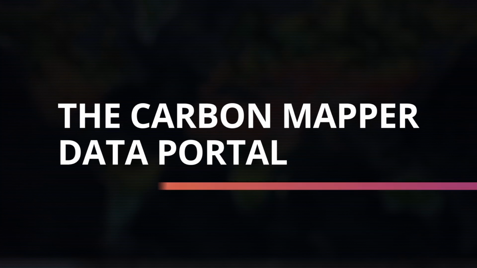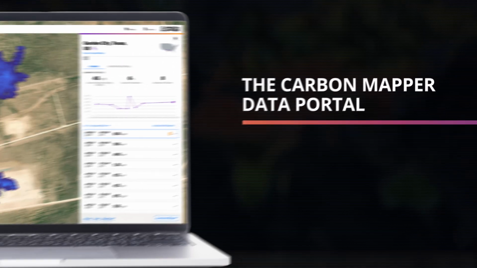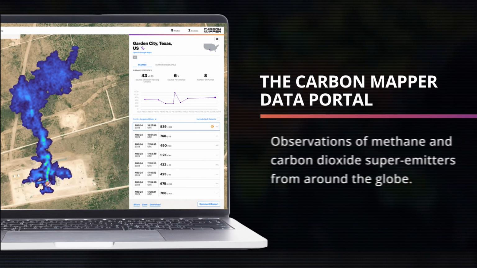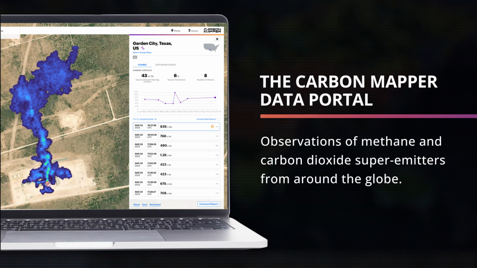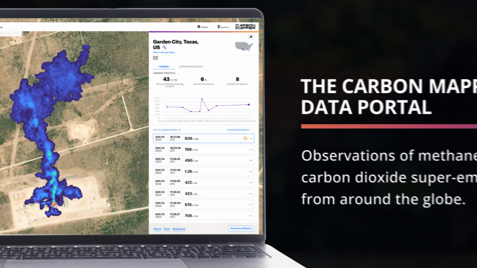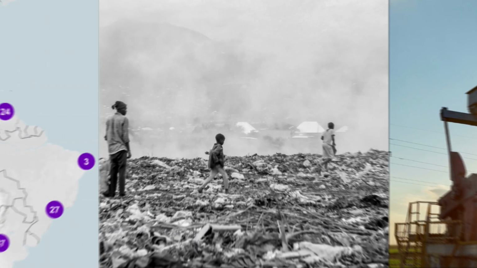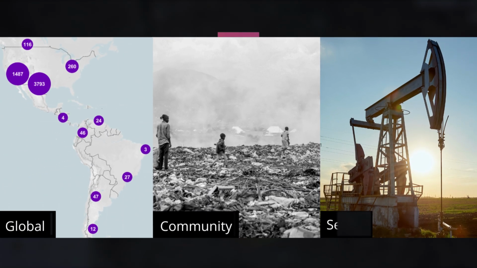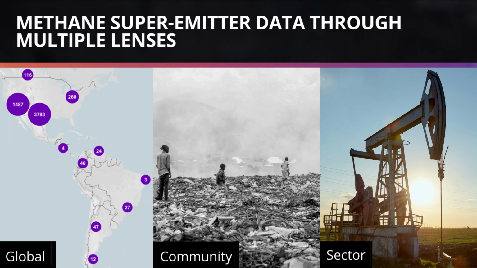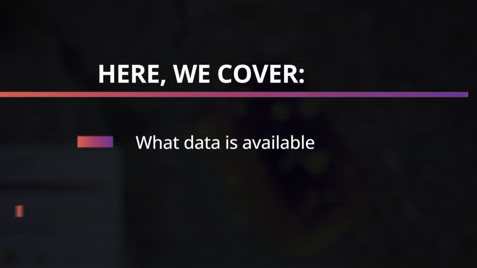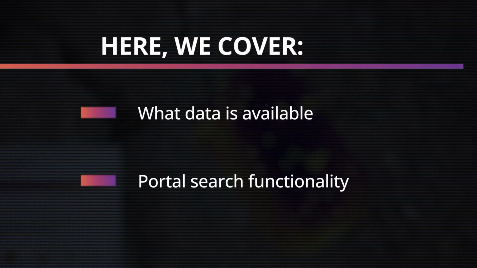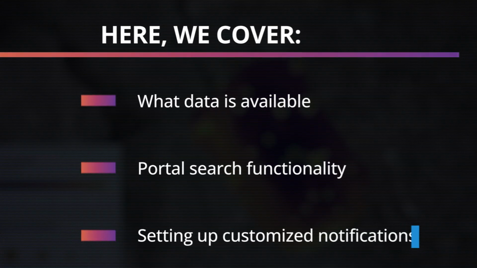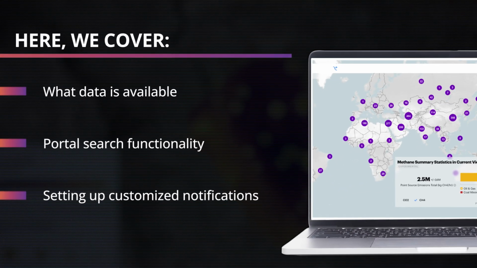Thanks to our global and ever-growing data on the exact source of super emitters, down to the level of specific facilities or pieces of equipment, the portal is a powerful tool for journalists. It can help journalists identify and track emissions in their area of focus to underpin successful near and long-term methane coverage. In this video, we will cover what is available on the portal, how to search for the emissions you are looking for, and new notification features when data of interest is added to the portal.